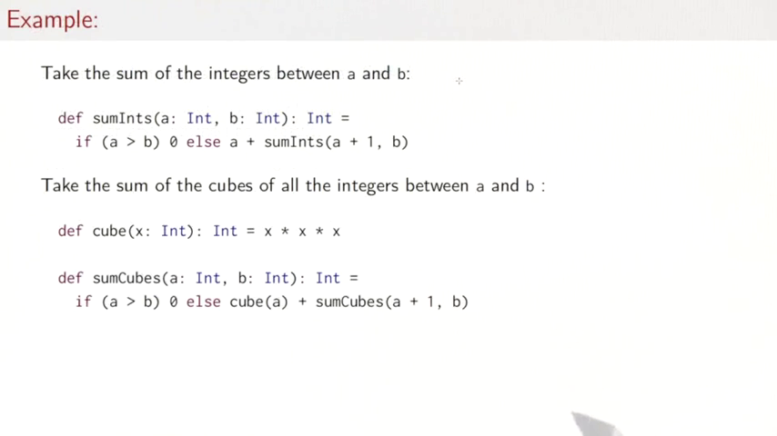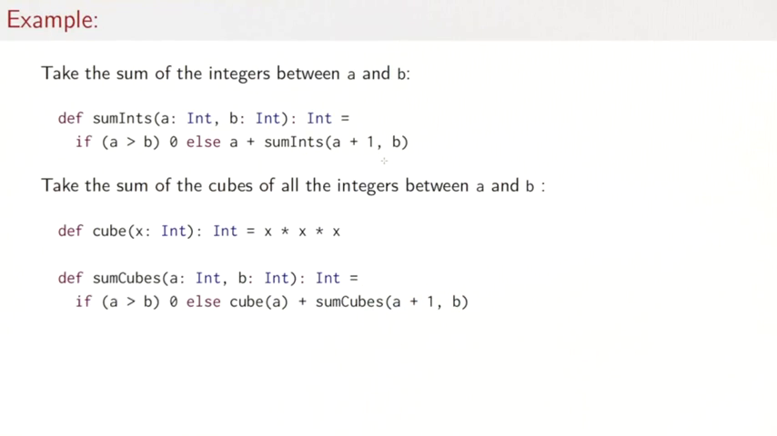Let's see an example. Let's suppose we want to take the sum of all the integers between a and b. So we could write something like this. sumInts takes the bounds as parameters, the a and the b. If a is greater than b, then there's nothing to sum, and we would return 0 as the logical value for that. Otherwise, we would return a plus a recursive call of sumInts of a plus 1 and b.